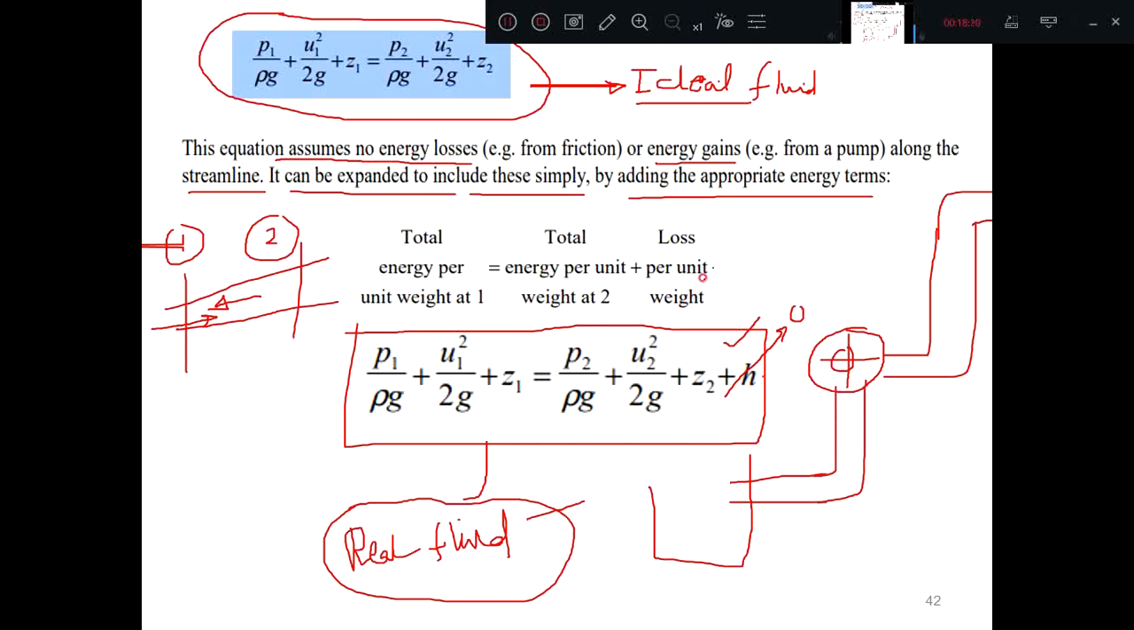I hope you understood this one. In the next session we'll take some examples and solve them, with loss and without loss. So that is the problems on Bernoulli's equation.